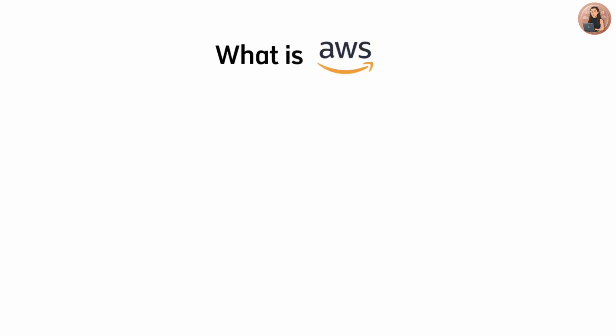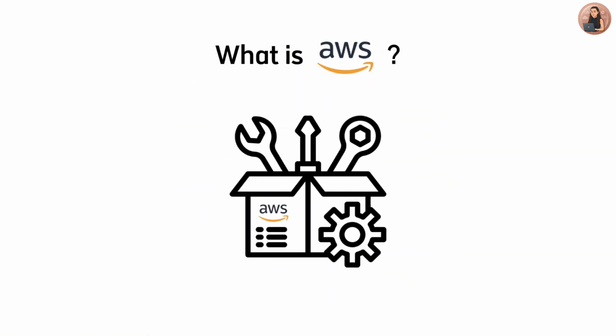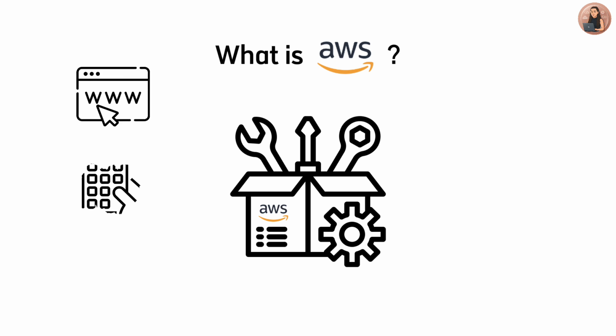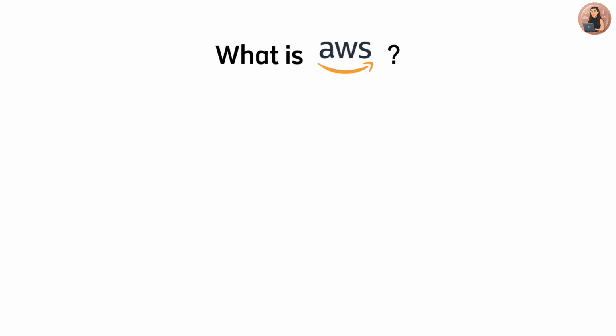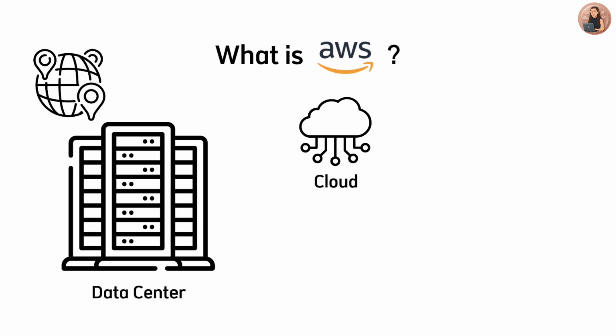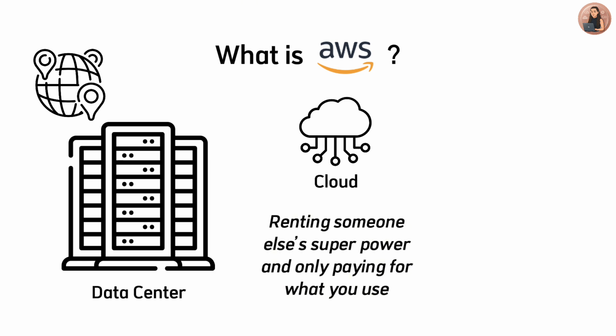First things first, what is AWS? Amazon Web Services is basically Amazon's giant toolbox for the internet. It's how companies host websites, apps, data, video games, AI models. Now, when people say cloud, they're not talking about actual fluffy clouds. It's just a cool name for data centers all around the world that you can use remotely. You're basically renting someone else's super powerful computer and only paying for what you use.